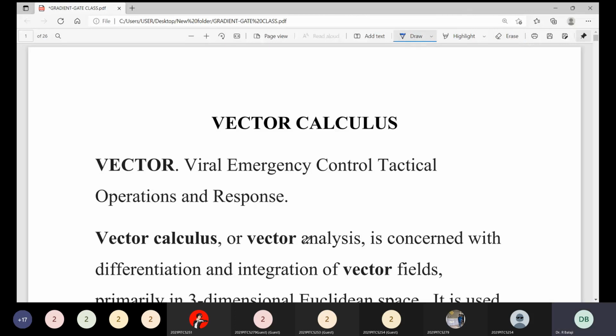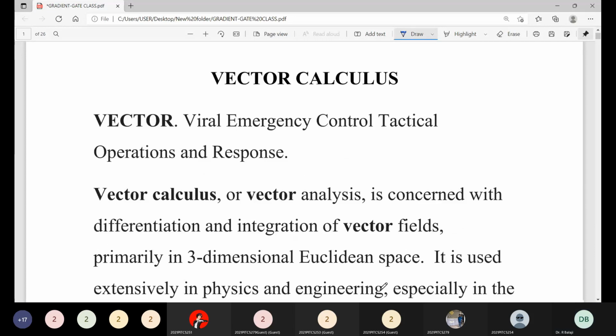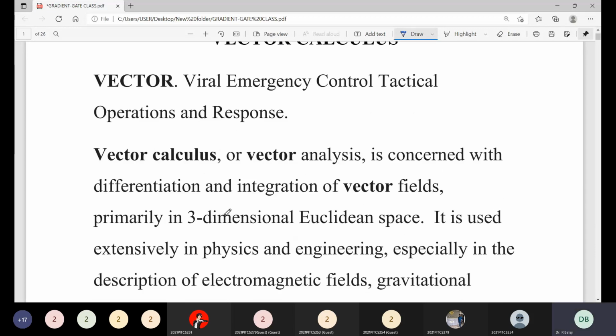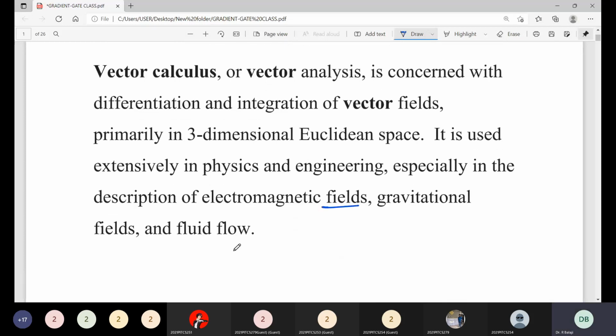Vector calculus, or vector analysis, is concerned with the differentiation and integration of vector fields, primarily in three-dimensional Euclidean space. It is used extensively in physics and engineering, especially in the description of electromagnetic fields, gravitational fields, and fluid flow.